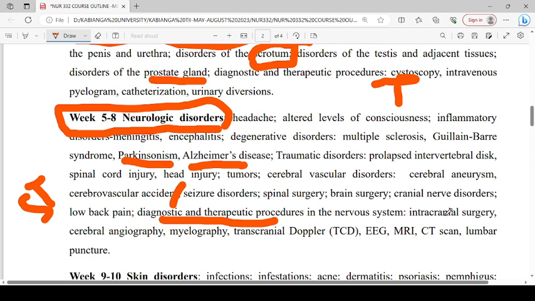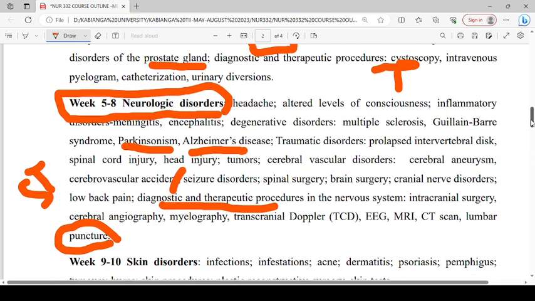For example, intracranial surgery, cerebral angiography, myelography, transcranial Doppler, EEG, MRI, computed tomography, lumbar punctures. All these we are going to be looking at. Of importance for the nurse is to give the nursing intervention for a patient undergoing all these tests, and any assessment you need to do.